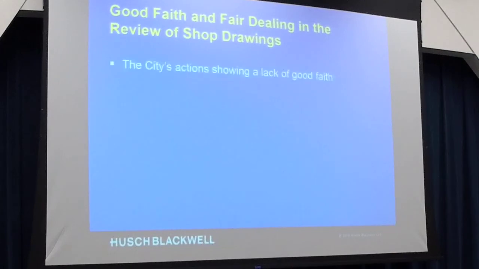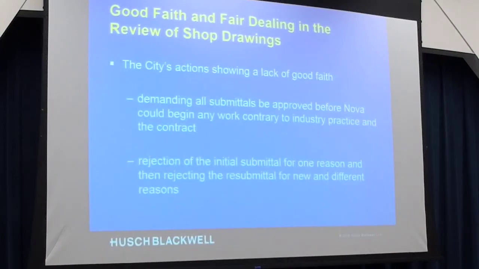There was a whole litany of examples in the case, but the two that kind of jumped out at me: what did the city do to show a lack of good faith? They required Nova to have all submittals approved before they would let them start any work on the project. The contract said you can't start a given section of work until the submittal is approved. So that was over and above what the contract permitted the city to do.